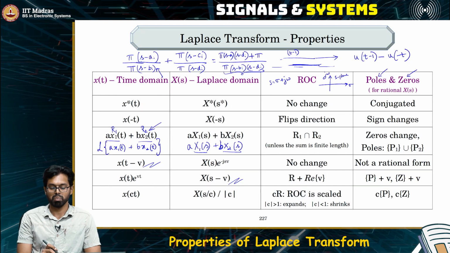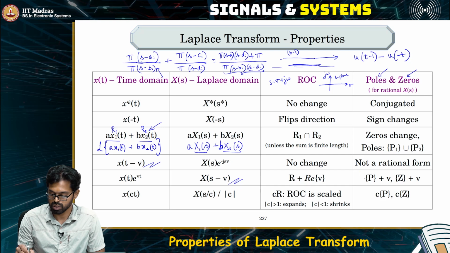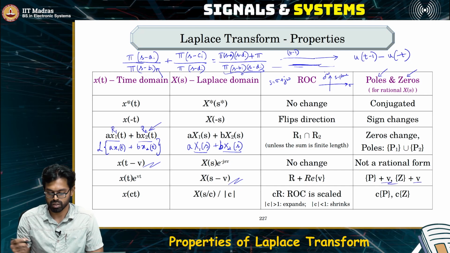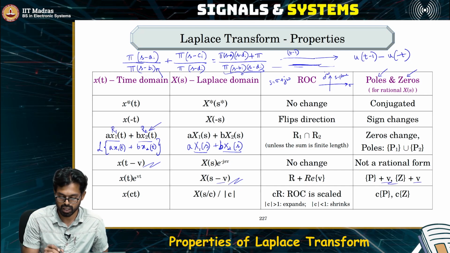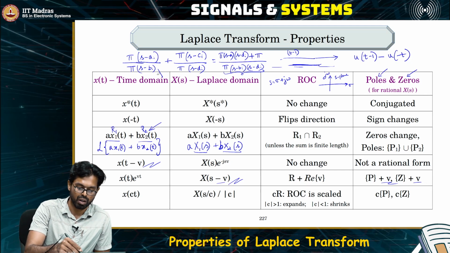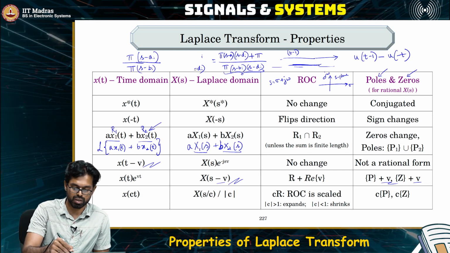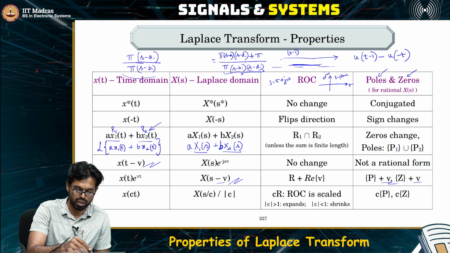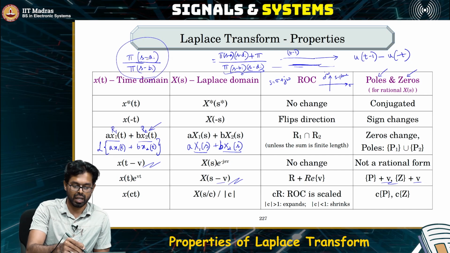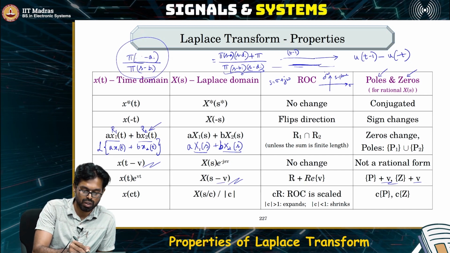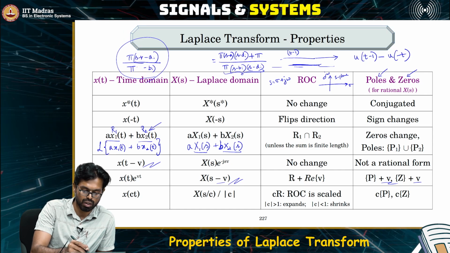And what happens to the poles and zeros? The poles and zeros simply also get shifted, right? This makes sense because you are shifting this entire thing. So, if we have a pole zero function which is given by this rational form for the original Laplace transform, wherever there is an S, we just replace that with S minus V, right?